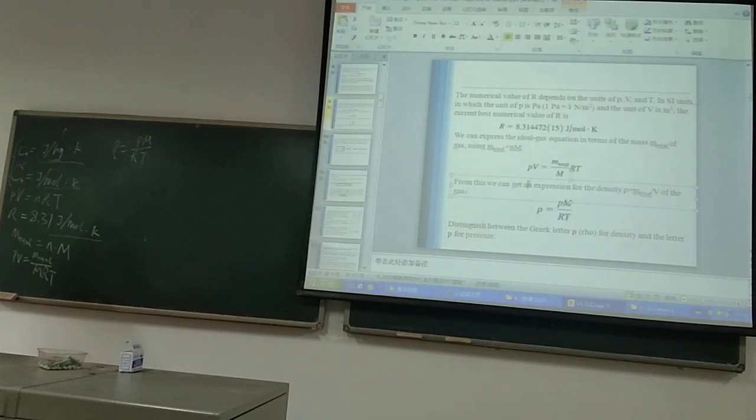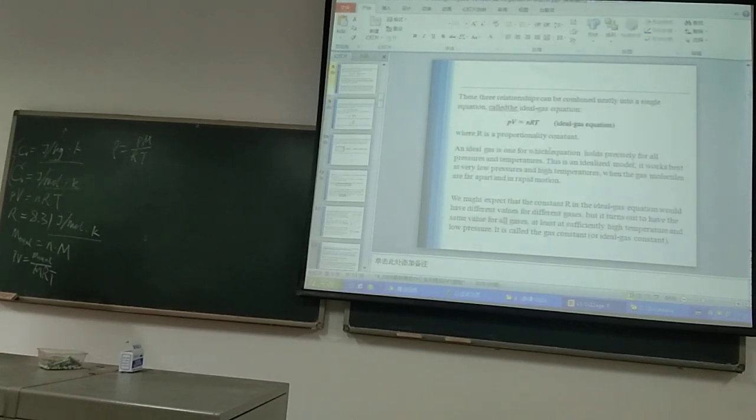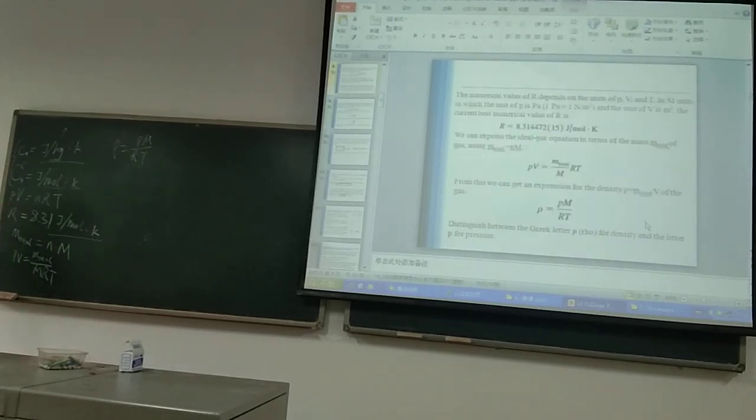No matter how we write it, it begins from the ideal gas equation, PV equals nRT. We have just translated n into m total divided by R T. But the meaning of these two equations is the same.